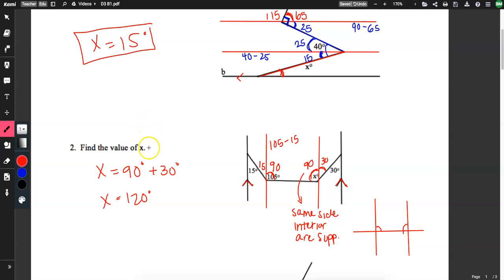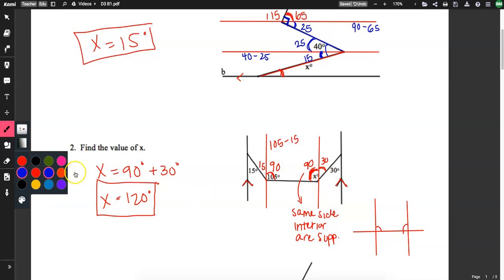All right, here is my final answer for that problem. X equals 120 degrees. So I started over here on the left. I have alternate interior, so this little angle is 15. 105 minus 15 gives me a measure of 90 degrees. The bigger portion, I should say, of the x angle is also 90 because that's our same side interior. Those are supplementary. In this case, they're also congruent because 90 is supplementary to 90. And then I know from the alternate interior over here that this one's 30. So for all of x, I added them up, 30 plus 90 to get 120.